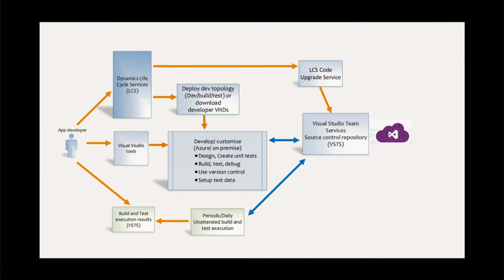Once the build is done, the developer can also, using standard VSTS tools, look at test results and inspect packages that were deployed. Basically, this is standard VSTS at this stage. On the other hand, once you are satisfied with a particular build, you can take that deployable package, the build box created for you, and deploy it via LCS to a sandbox environment.